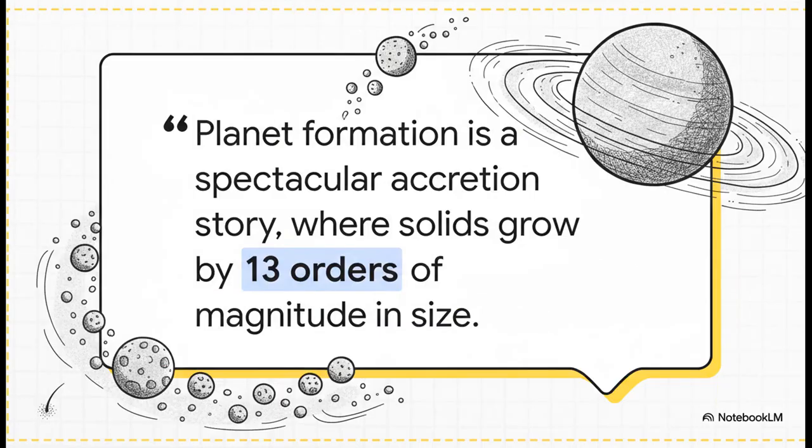And just to wrap your head around the sheer scale of what we're talking about. 13 orders of magnitude. That means you're starting with a dust grain smaller than the width of a human hair, and you're ending with something thousands of kilometers wide. It's a growth spurt so enormous, it's almost impossible to imagine. And for the longest time, we had absolutely no idea how it could possibly happen.